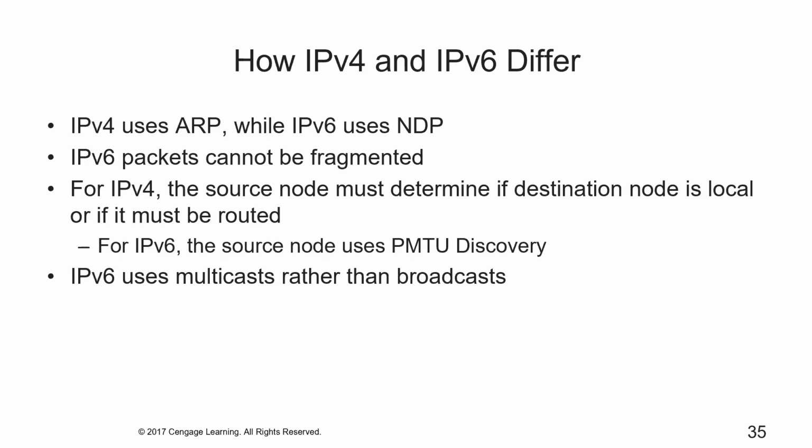So this is where I want to take a little chance to talk about the main difference between IPv4 and IPv6 routing. Remember, previously we talked about how IPv4 uses ARP and IPv6 uses NDP. Remember, IPv6 packets can't be fragmented. For IPv4, the source node has to determine if the destination node is local or if it has to be routed. For IPv6, the source node uses PMTU discovery. IPv6 uses multicasts rather than broadcasts.